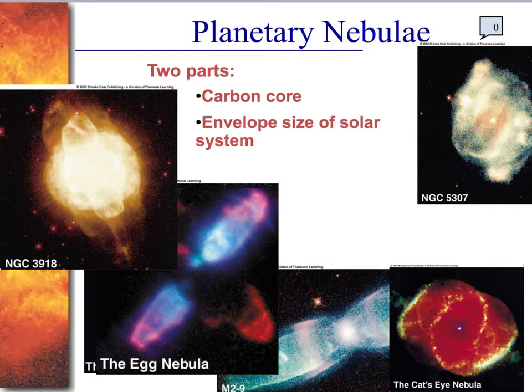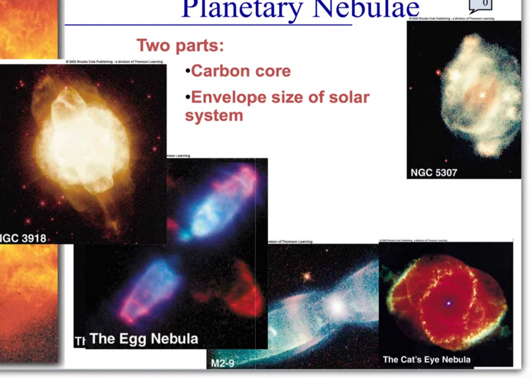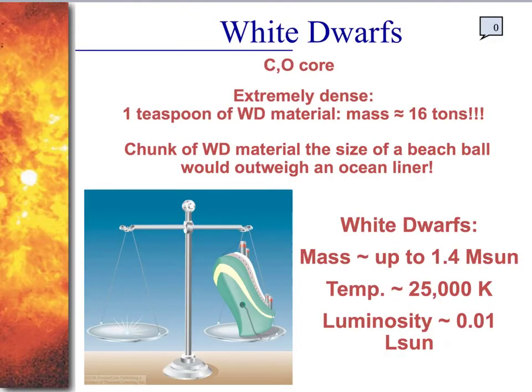So I put in these other planetary nebulas just because they're so pretty. I wanted you to see them. So we have the Egg Nebula, Cat's Eye, brilliant names, and NGC 5307. And then eventually, once that outer envelope has been expelled, we're left with a white dwarf.